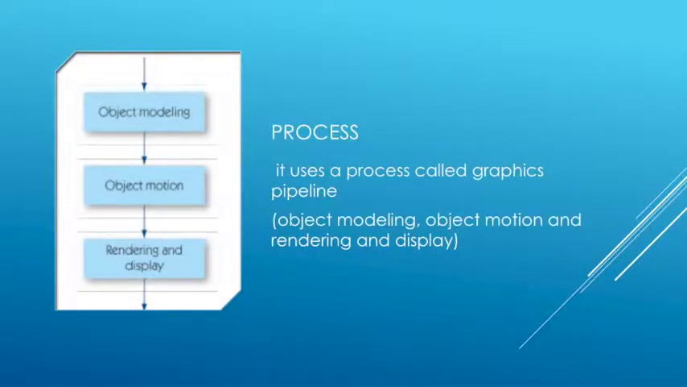Okay, most of the time it uses a process called the graphics pipeline, which is basically rendering the object. It passes through three stages. The first one is object modeling, which is making the model, then object motion, which is giving it how it should perform, and rendering and display, which is basically the last part that is going to make it look real.